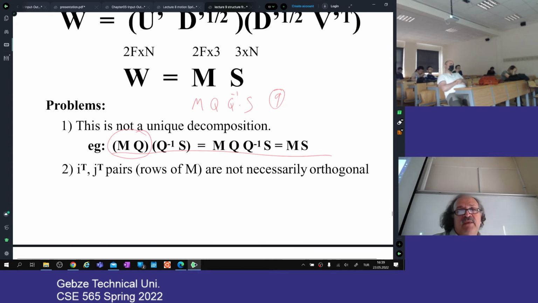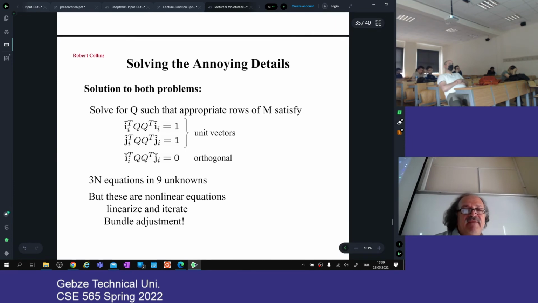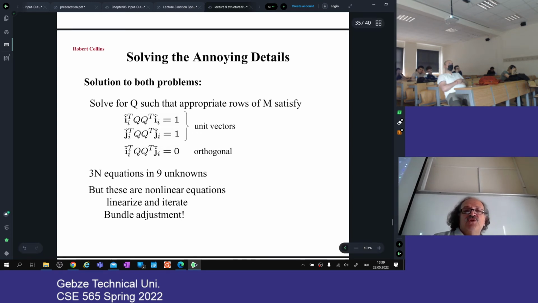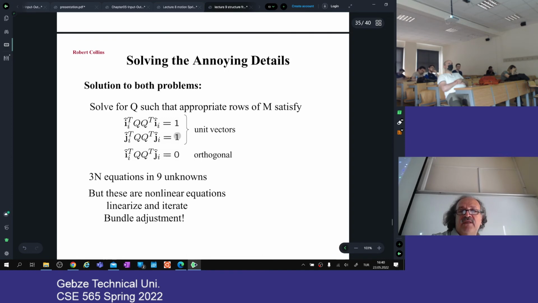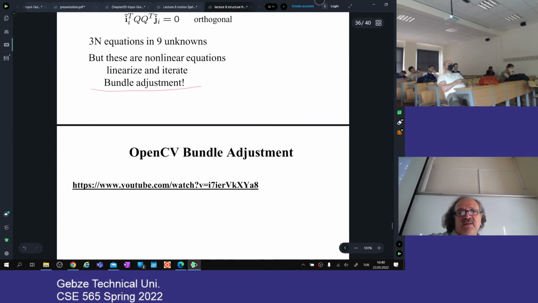This is not a linear problem, I am sorry. This has to be found using a numerical approach, and we will have to use some numerical solutions library to get these unknowns so that your I's and J's are orthogonal to each other. If I multiply I's with these Q's, you should get 1. J's and J's, 1. I's and J's should give you 0. Once I solve it, again with bundle adjustment, I get the results.